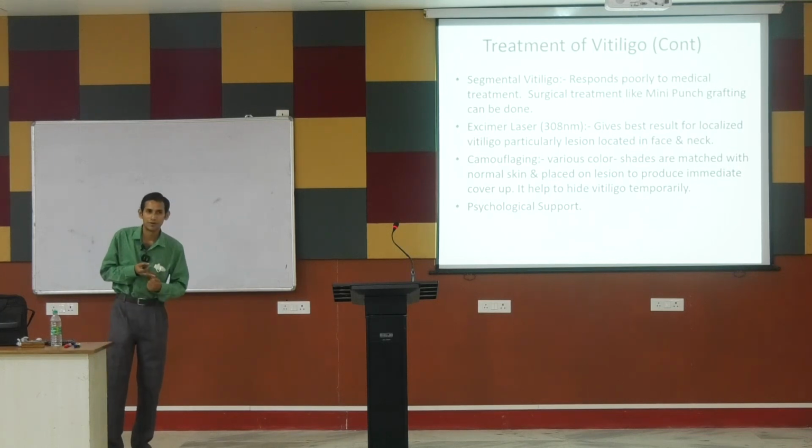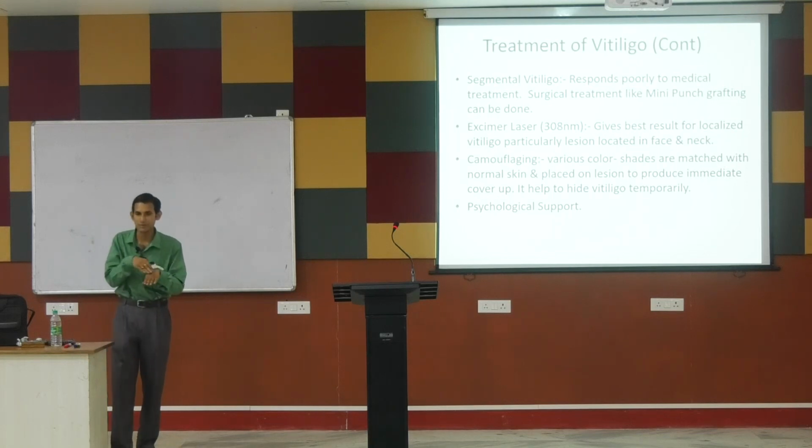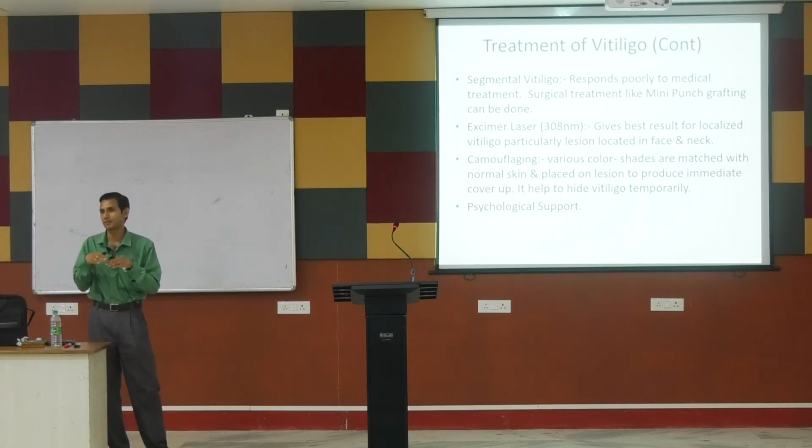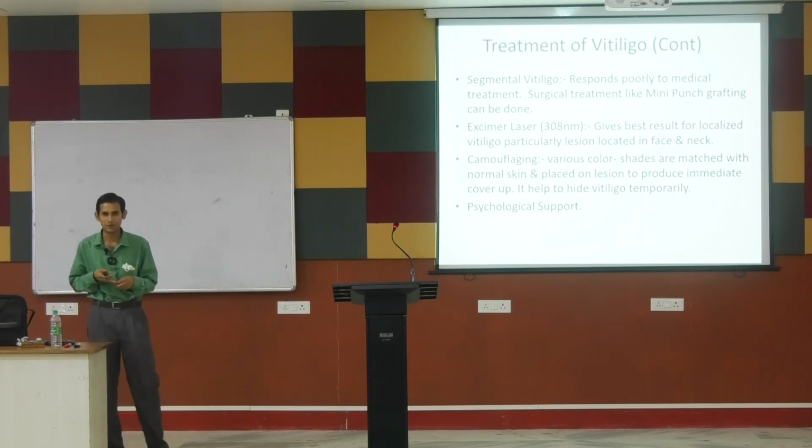Now the camouflaging. What is camouflaging? Various color shades are used, particularly in resistant types of vitiligo, if it is present in the visible areas of the body. Several color shades can be given, like potassium permanganate or indigo carmine. Several color shades are painted on the vitiliginous skin to temporarily hide the depigmented skin. So camouflaging can be done for particularly localized areas of vitiligo, and particularly exposed, cosmetically sensitive areas of the body.